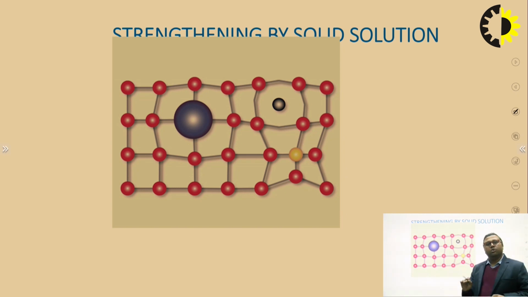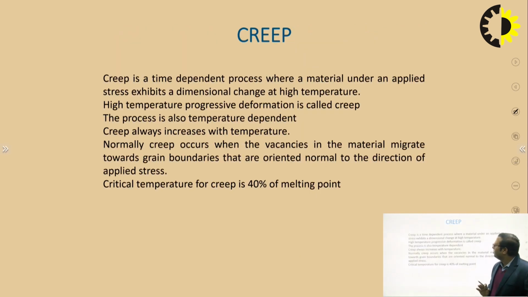So whenever a dislocation is seen in a particular material, it increases the hardness, which we have already discussed. So the next mechanism is the creep mechanism.